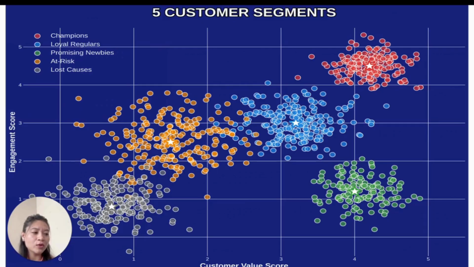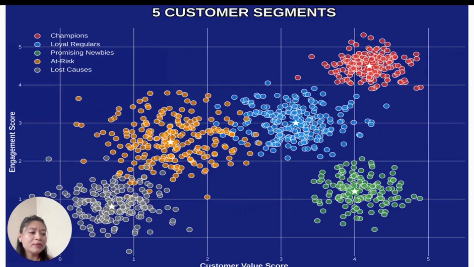While segment 2 is loyal customers, those are in the blue cluster. The average RFM would be 3.9, 3.8, 3.2. They are consistent purchasers, moderate spenders, and the average customer value would be $1,800 per year. So the marketing strategies for them would be upsell premium products, loyalty points, referral incentives.